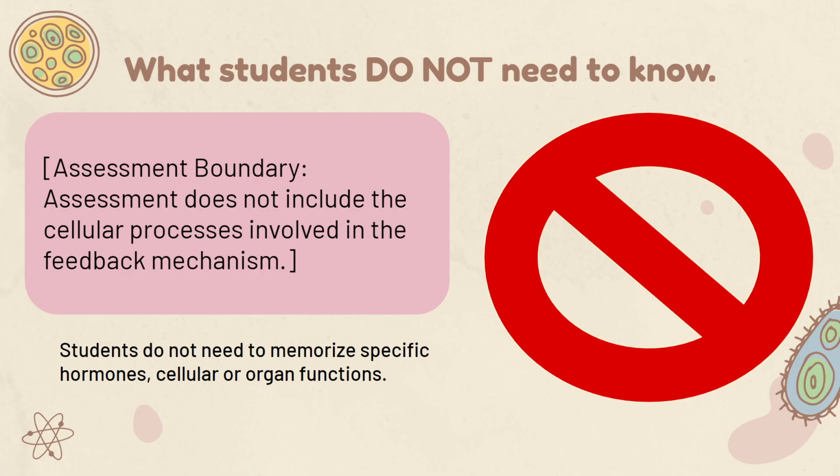So they need to understand that the positive feedback loop is moving away from homeostasis, that it's destabilizing, but they don't need to know the hormones. They don't need to know anything beyond the fact that it is just a process that is moving away from homeostasis.